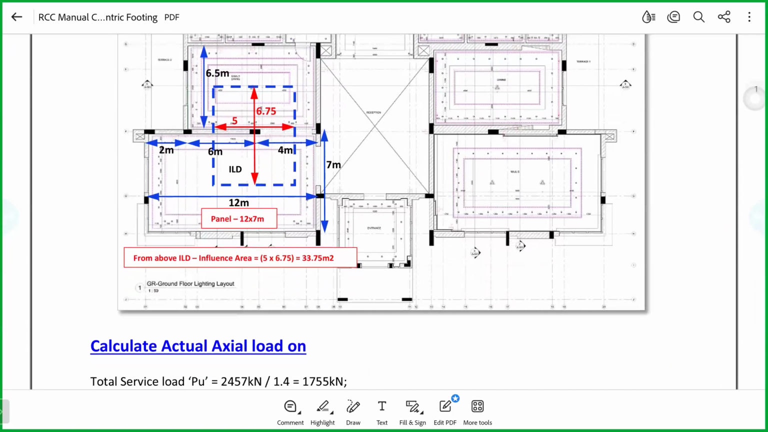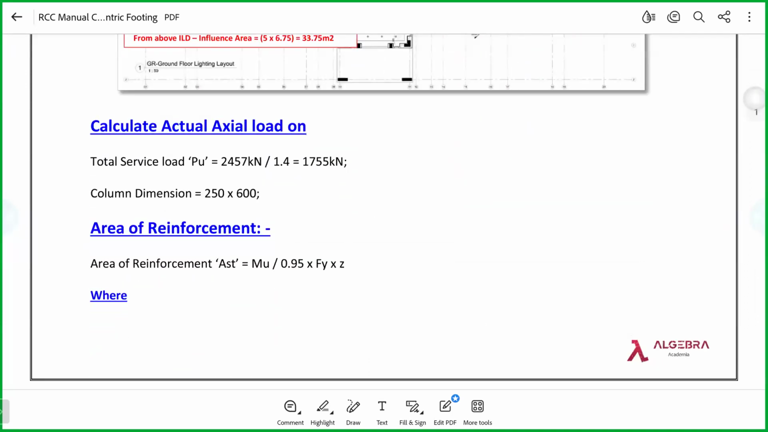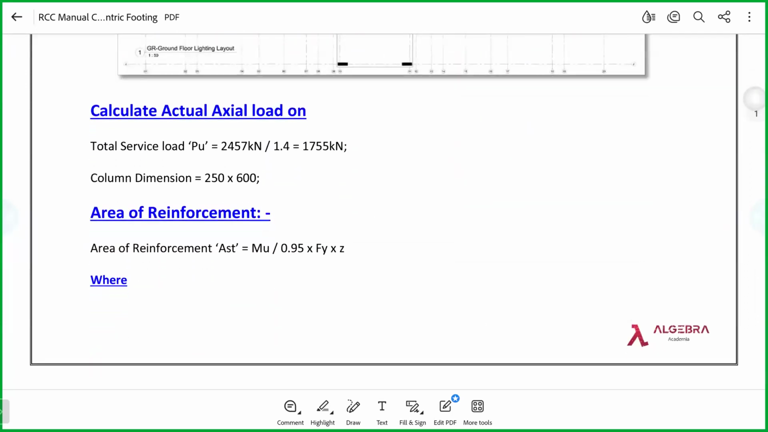Now I don't know what is the foundation dimension. So let's go down. Calculate actual axial load. You already calculated, right? 2457 kilonewtons. Why divided by 1.4? Because we wanted to just know the serviceability load. The dead load factor of safety is 1.2. Live load factor of safety is 1.6. So on average, you can take it like 1.4 to 1.45, or you can take it 1.5. Doesn't matter. So this is a serviceability load without factor of safety, but this one is with factor of safety.